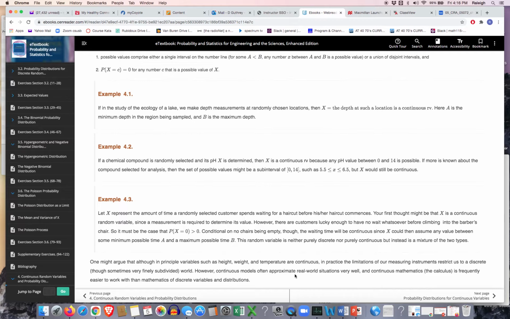Okay, so we're talking about how sometimes discrete is very finely subdivided, but continuous models approximate real-world situations very well, and so continuous mathematics is much easier a lot of the time to work with, and we'll do that as much as we possibly can.